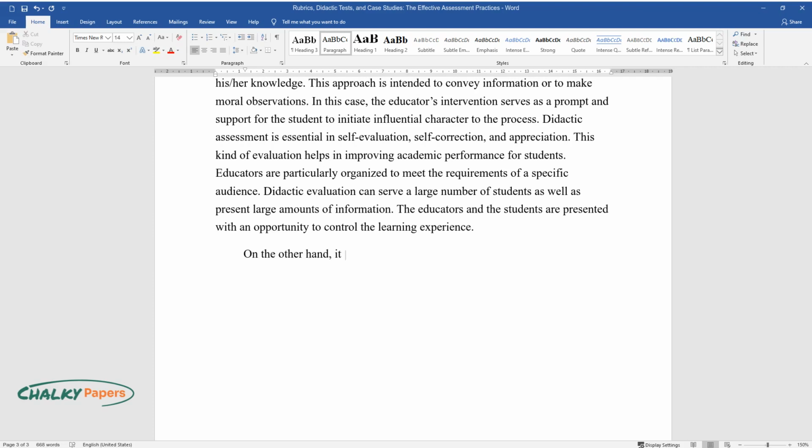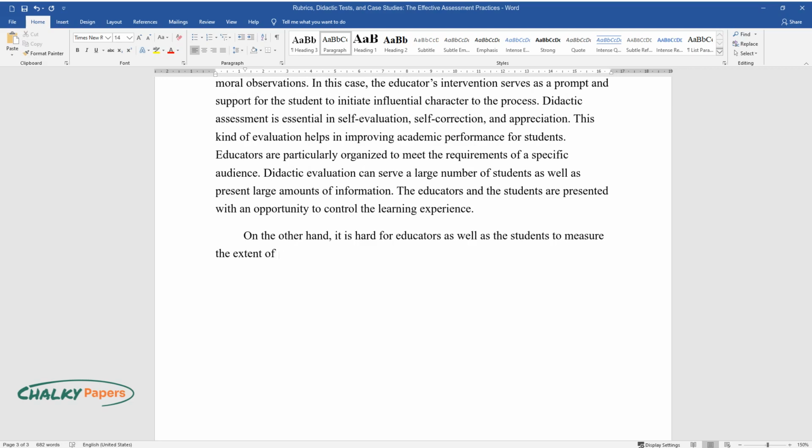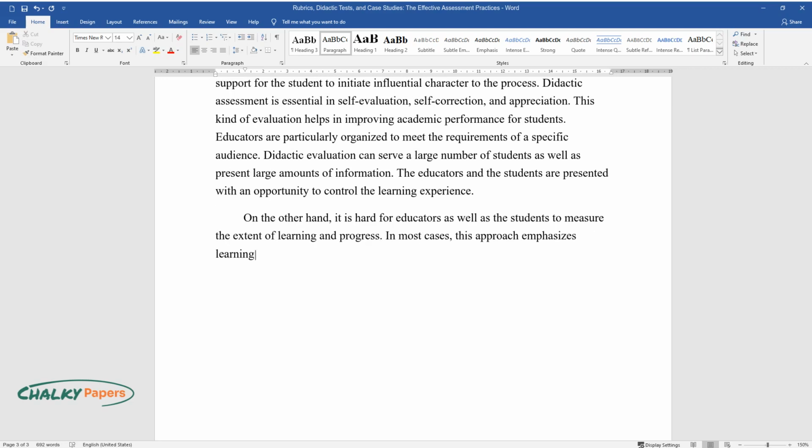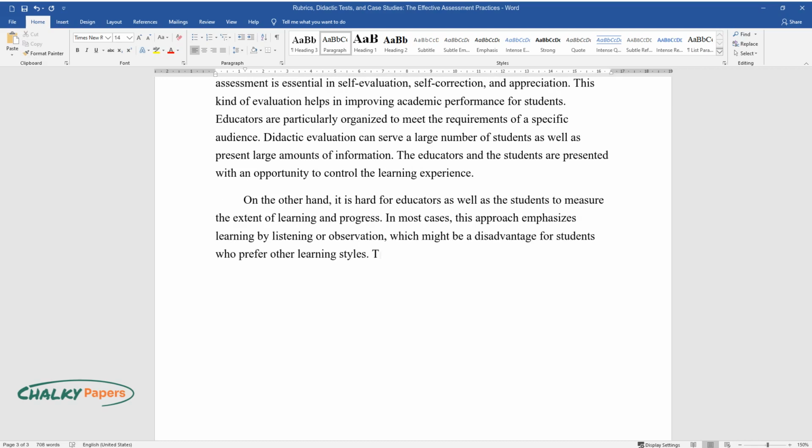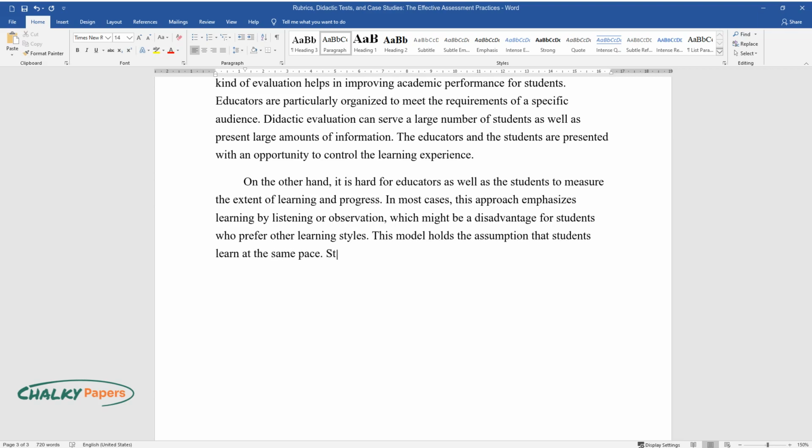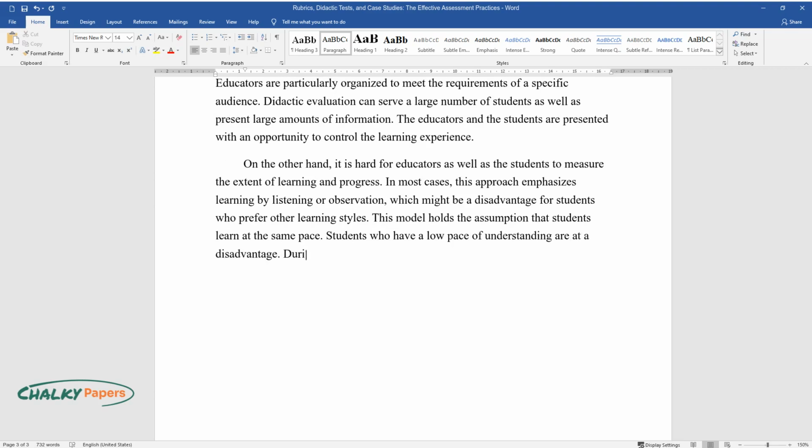On the other hand, it is hard for educators as well as the students to measure the extent of learning in progress. In most cases, this approach emphasizes learning by listening or observation, which might be a disadvantage for students who prefer other learning styles. This model holds the assumption that students learn at the same pace. Students who have a low pace of understanding are at a disadvantage.